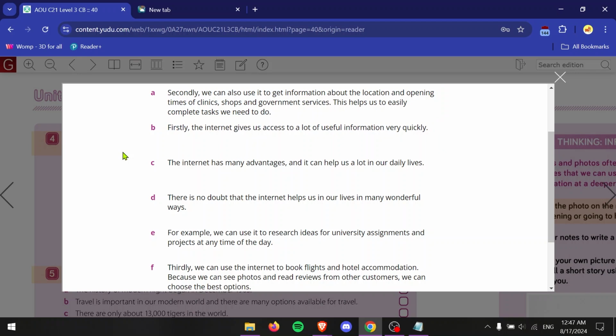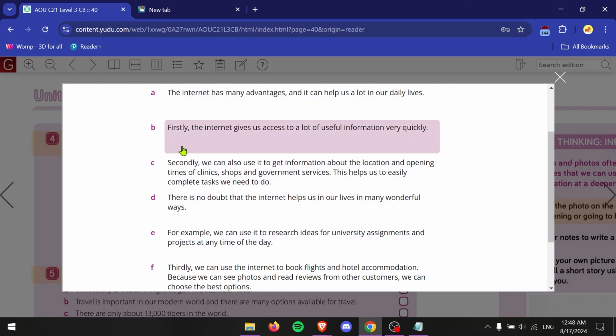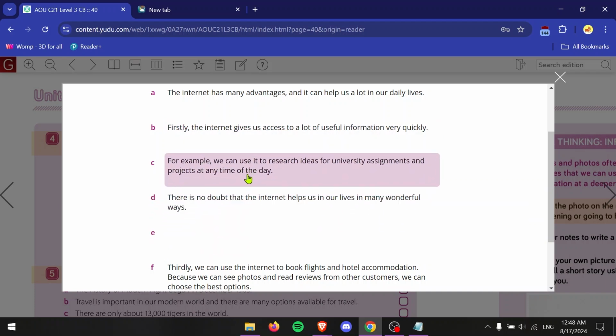All right, so let's go over this one by one. Secondly, we can also, right away, skip this because we're looking for the introduction. Firstly, the internet gives us access to a lot of useful information. No, that's still not an introduction. The internet has many advantages and it can help us a lot in our daily lives. This is an introduction. Second, we're looking for the beginning of the main body. Firstly, the internet gives us access to a lot of useful information very quickly. Normally, secondly would work, but we're kind of looking for an example. So this will be here.